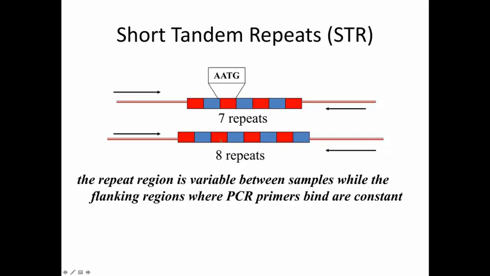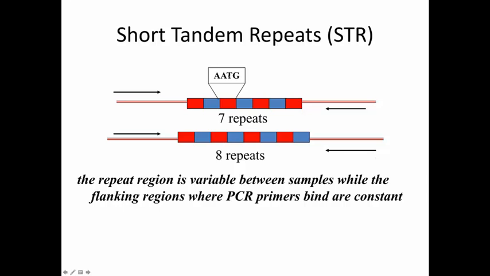So if you have 7 repeats, this is going to be a particular size. But if you have 8 repeats in here, it's going to be a little longer. It's going to be basically, if you have 1 extra AATG, it's going to be 4 bases longer.